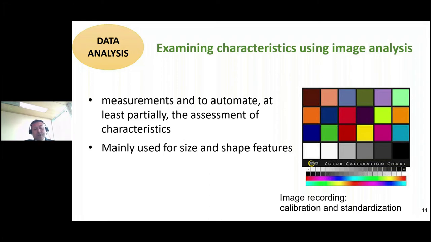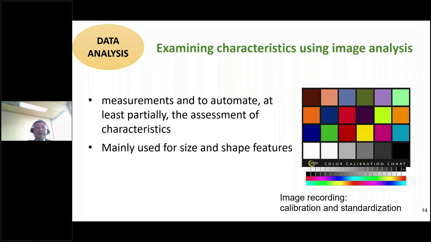Image analysis offers a possibility to store information. Images can be recorded and can be analyzed later on in order to avoid peaks of the workload. And they can be retrieved at a later stage to compare varieties, for example.